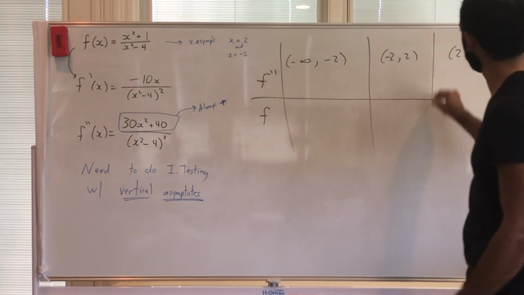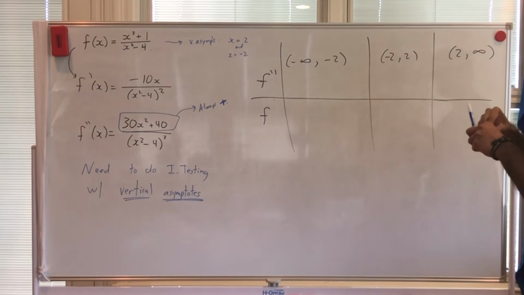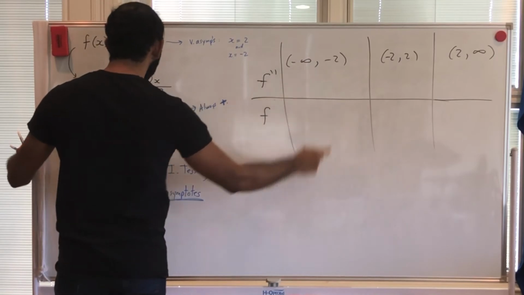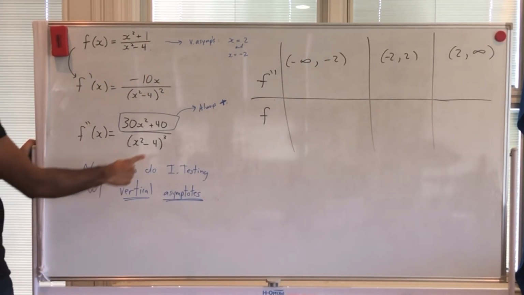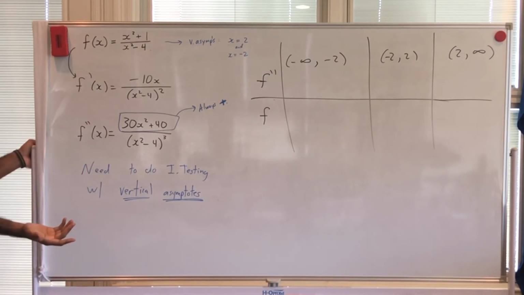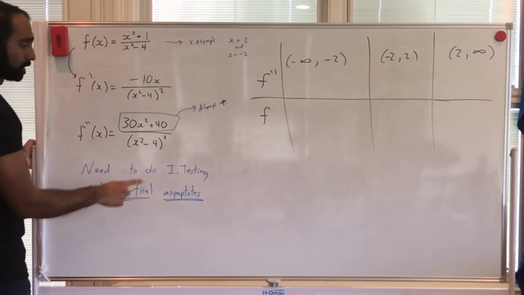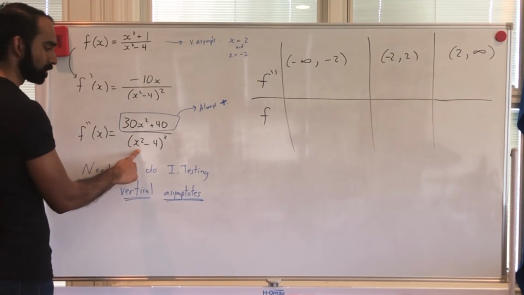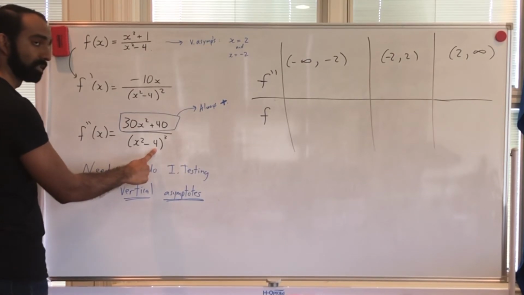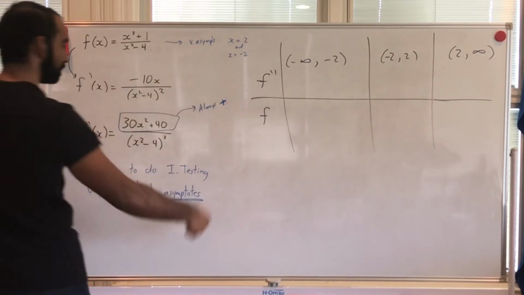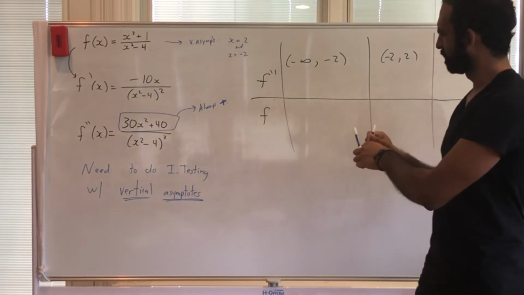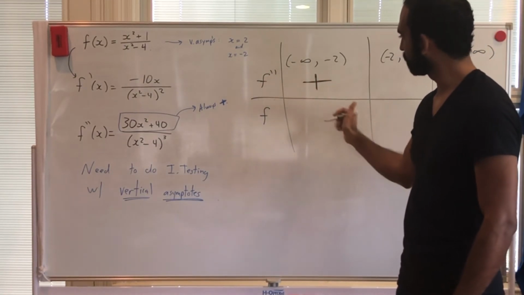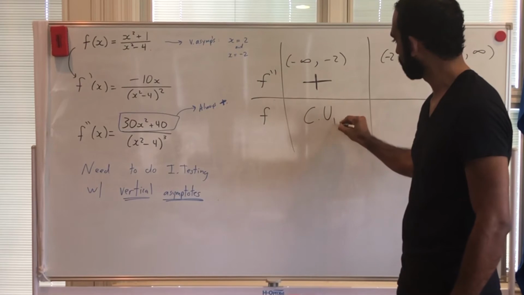Let us see what's happening. If you take a number from the first interval, let's say -100, we already determined that the top of this second derivative is always positive, so we don't have to worry about it. But the denominator is something I'm cubing. If I take -100, square it, and subtract 4, is that positive or negative? It's positive, and cubing a positive stays positive. So the sign of the second derivative is positive here, which means plain old f is concave up on this piece.